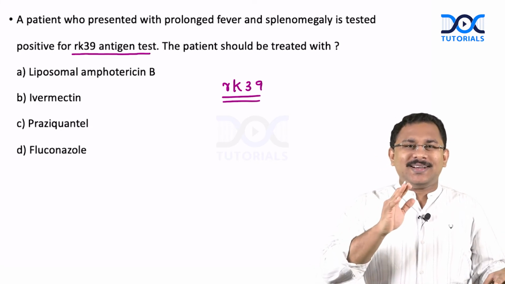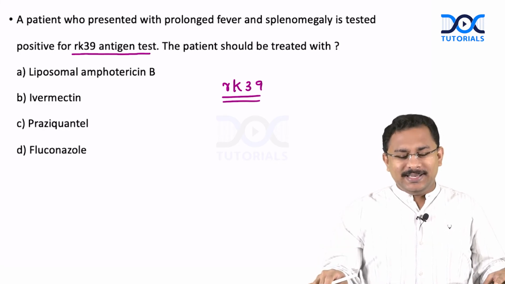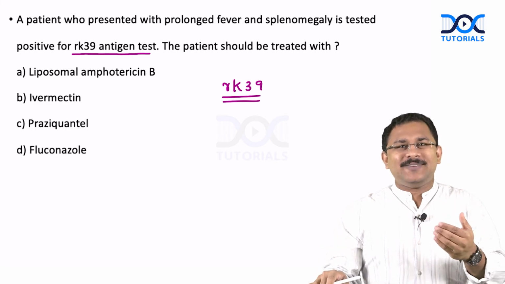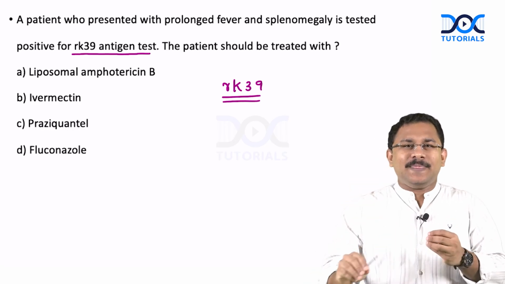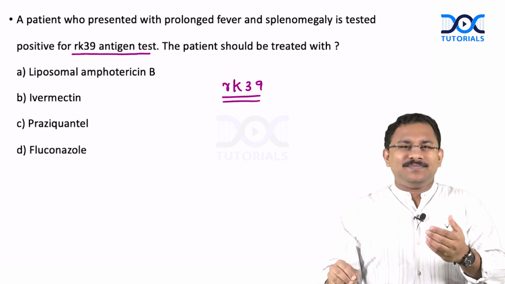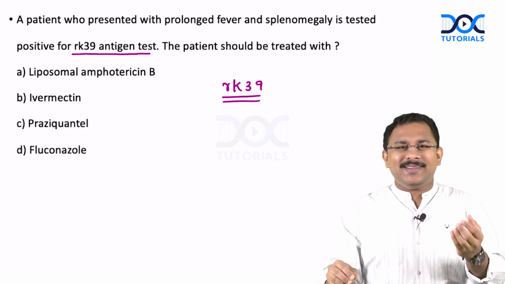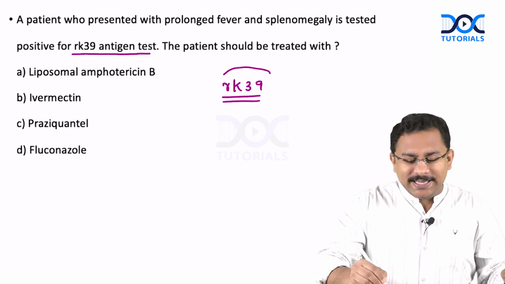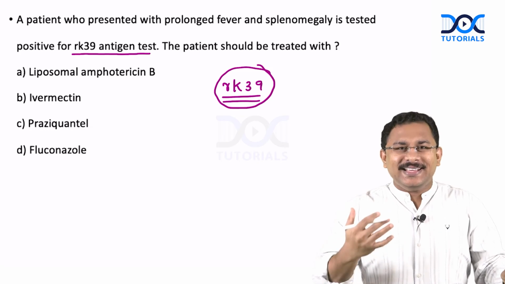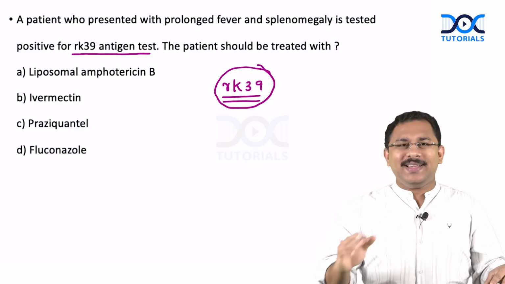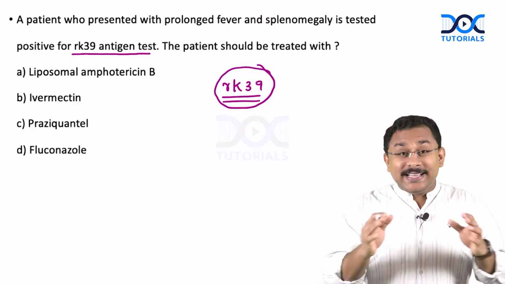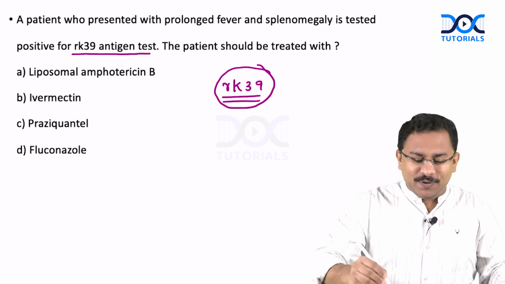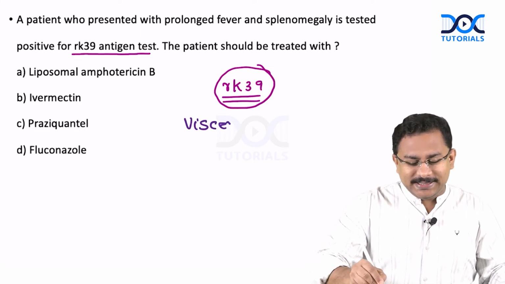So 39 because it consists of 39 amino acids. This immunochromatographic test is just a simple blood investigation, and you get the result within 15 to 20 minutes. The advantage of this test is that it has high sensitivity and specificity. And this test is for which condition? This test is for visceral leishmaniasis. Okay, visceral leishmaniasis.